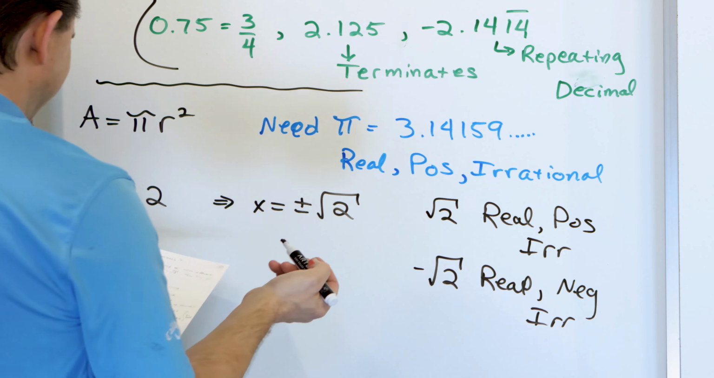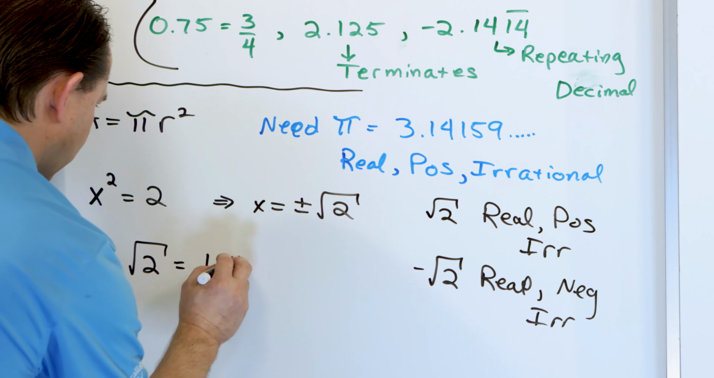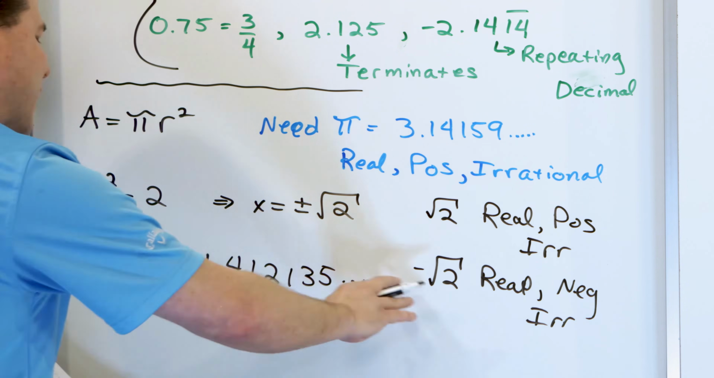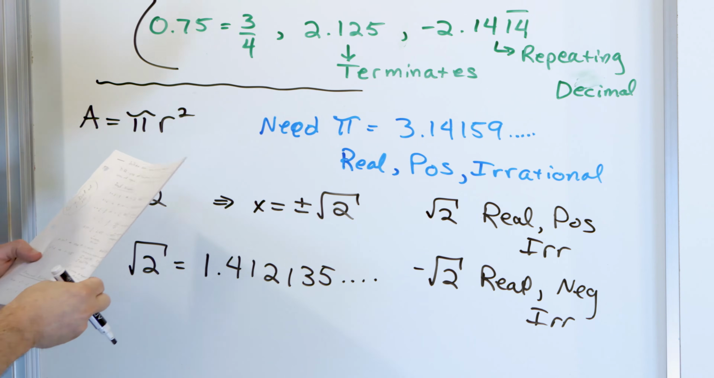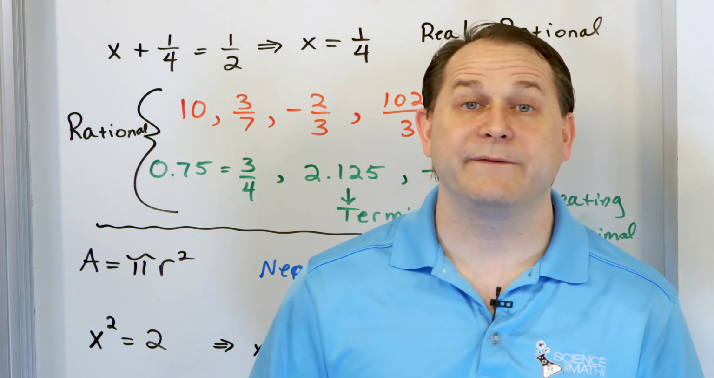All right? And just in case you're curious, the square root of 2 is something like 1.412135... It does not repeat. It goes on and on forever and ever. We can calculate them. Now, why am I going through this trip down memory lane? I think you can probably figure it out, right?